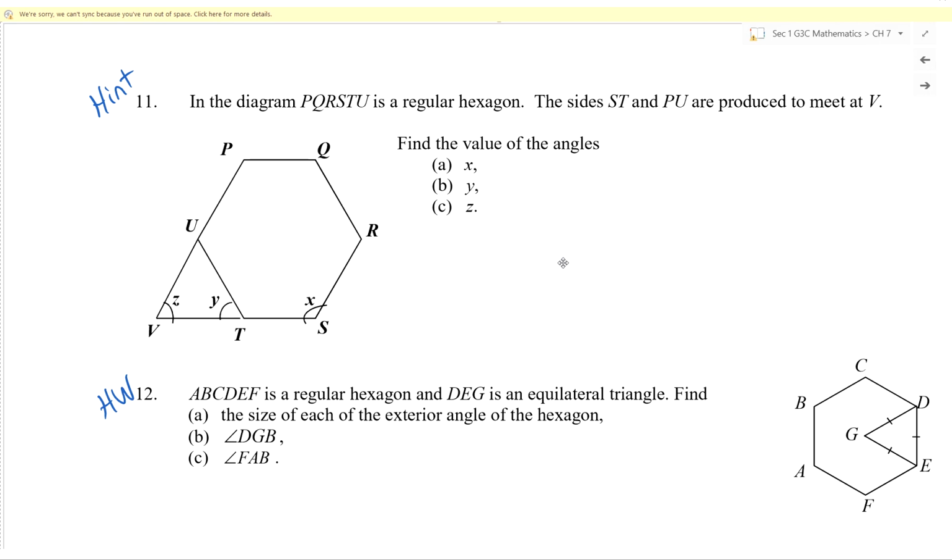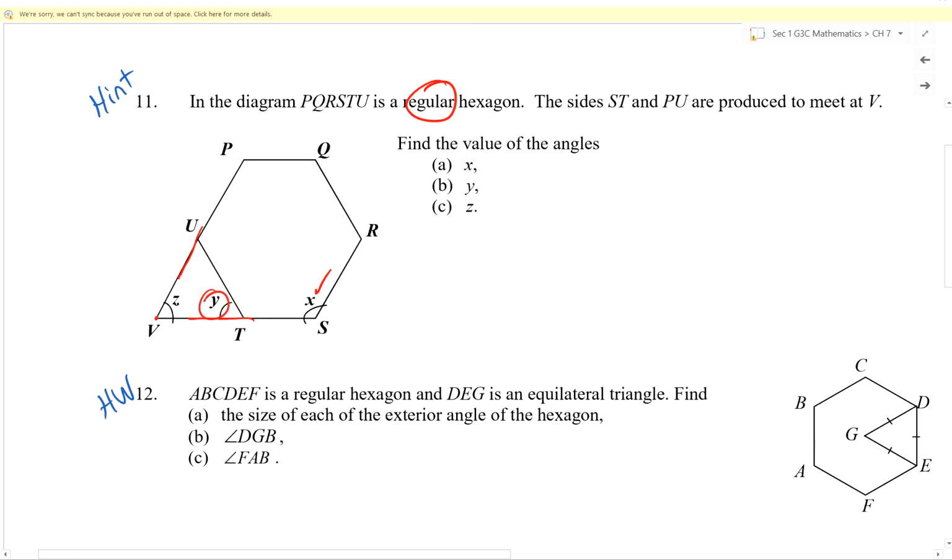PQRSTU is a regular hexagon. If they tell you it is a regular hexagon, it means that we can calculate every single interior angle, which means I can calculate every single exterior angle. The sides ST and PU are produced to meet at V. So we extend this out to meet at V. Find the values of X, Y, and Z. X is not a problem, it's just the interior angle formula.